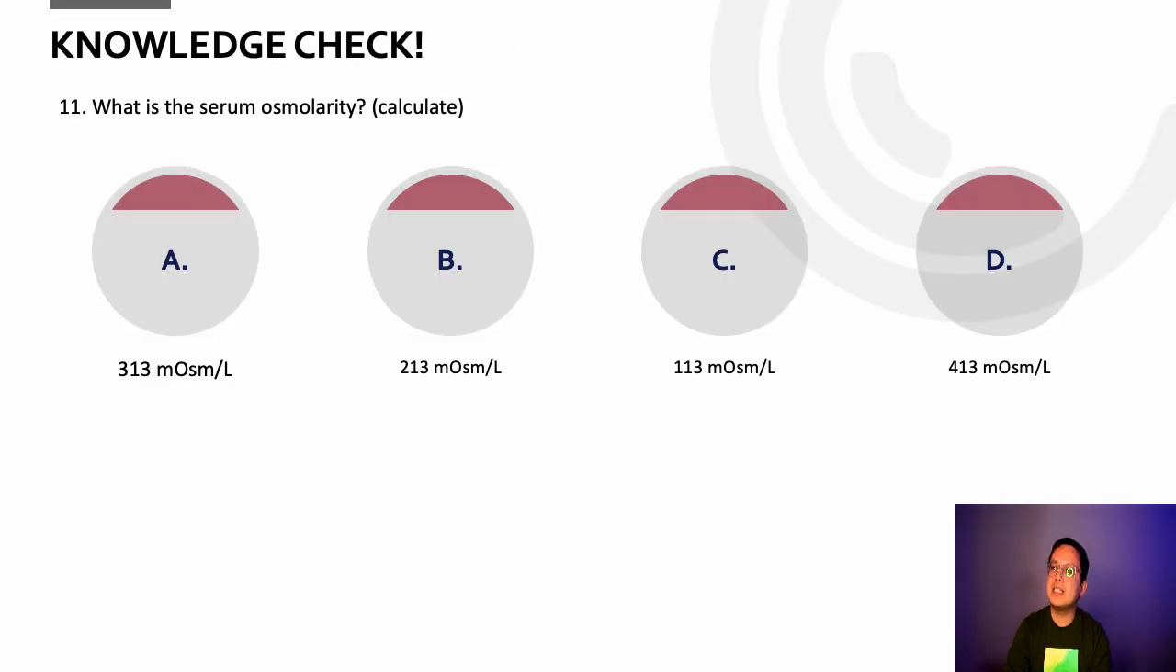So, what is the serum osmolarity? Go back to my previous slide to look at the formula and calculate the serum osmolarity. A, B, C, or D. Okay, that's question number 11. Question number 12, what is the anion gap? A, B, C, or D? This is just an exercise. In the hospital, you won't calculate this manually. You have no time in the emergency department to calculate. It's all computerized.